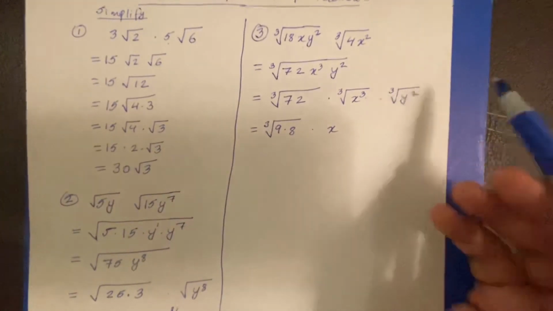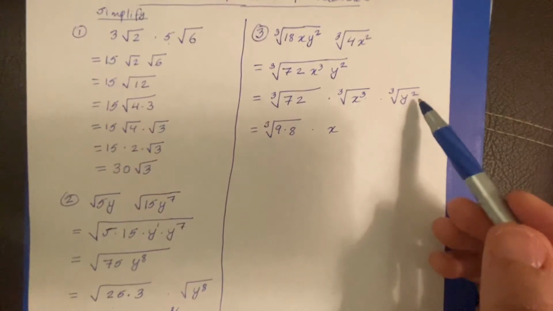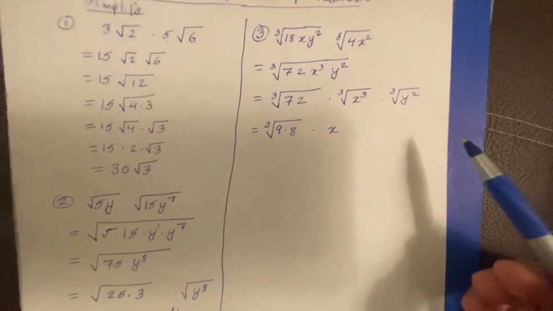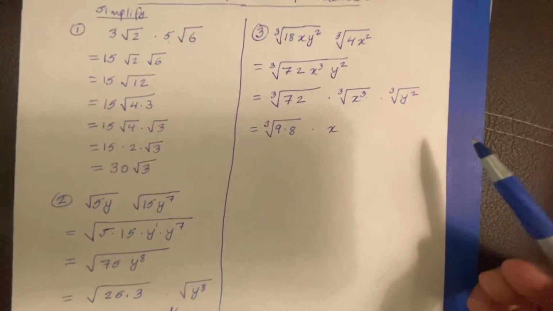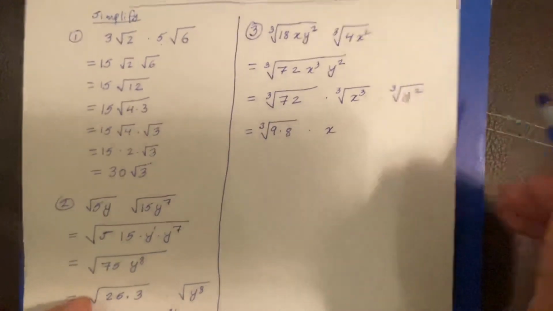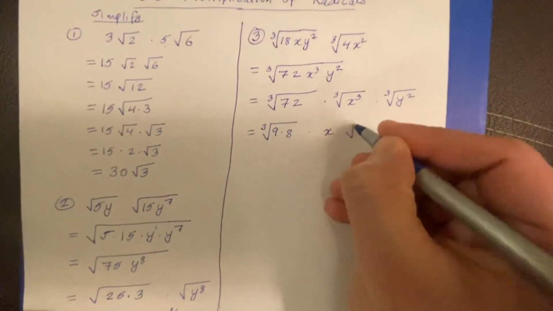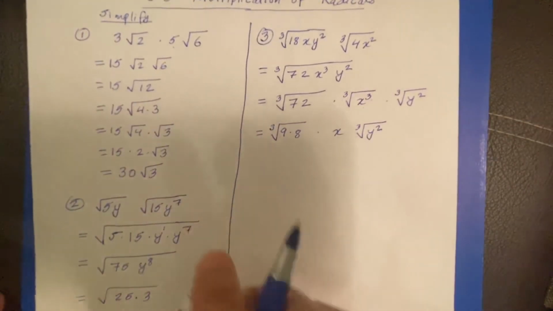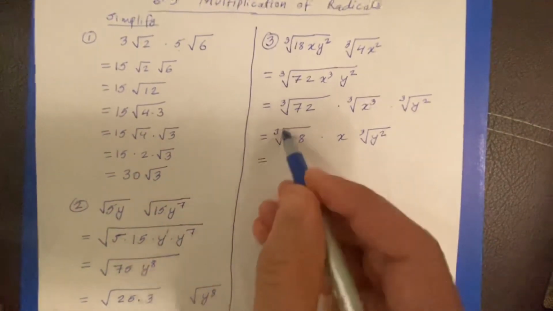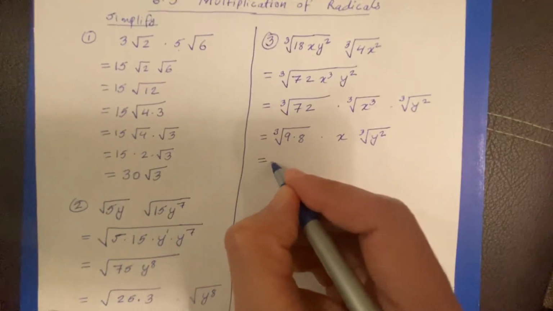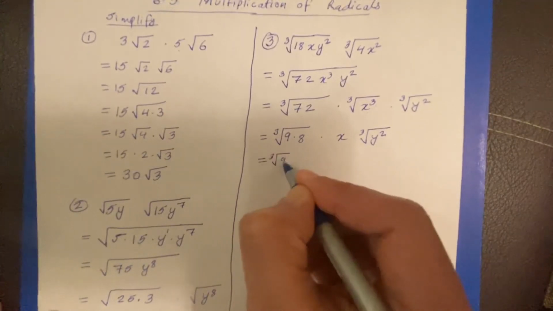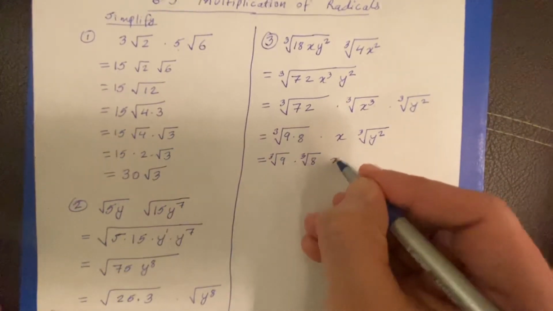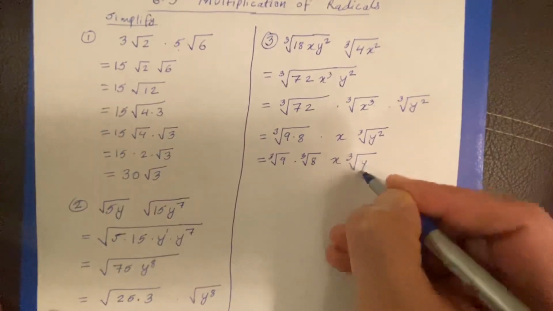Now with this one, the cube root of y squared, you'll get y to the power 2 over 3. We don't want any fraction in the power, so we can just leave our answer like this. All right, so now here we can split this again into parts: cube root of 9 times cube root of 8 times x times cube root of y squared.